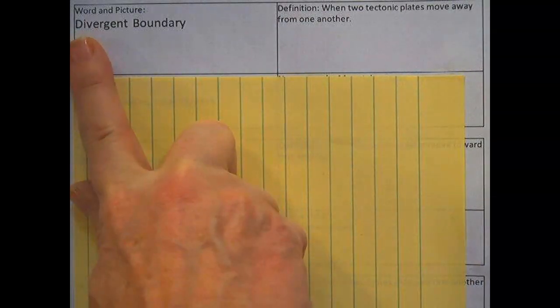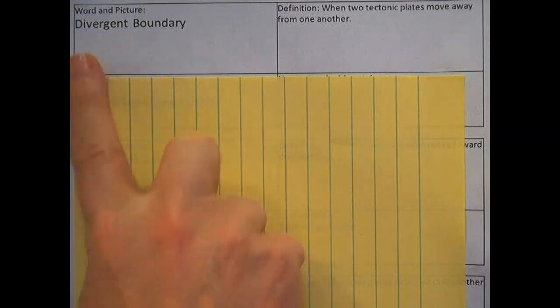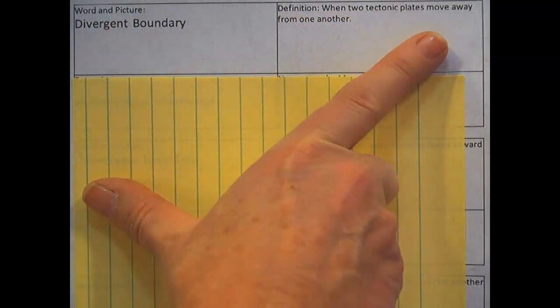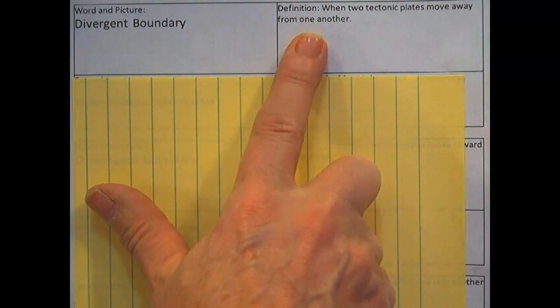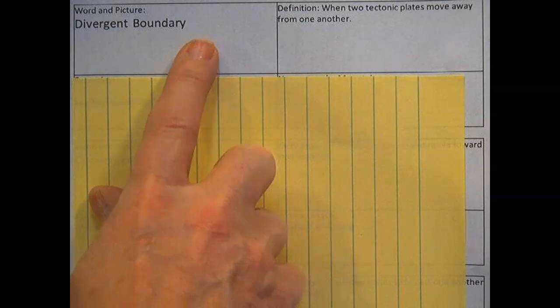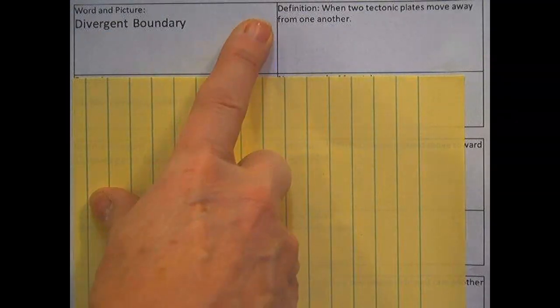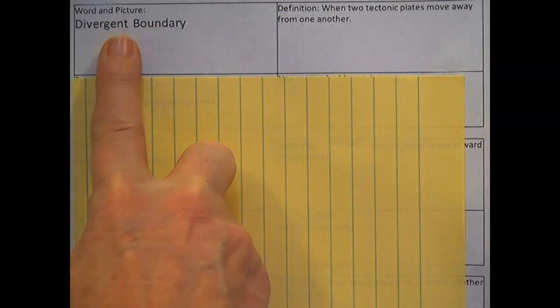So the root word of di is, you can think about a divide or to separate. So if that helps you to remember that, kind of into 2. So when 2 tectonic plates move away from each other. Your teacher can pause it and go ahead and create a picture of what a divergent boundary would look like in this space here.